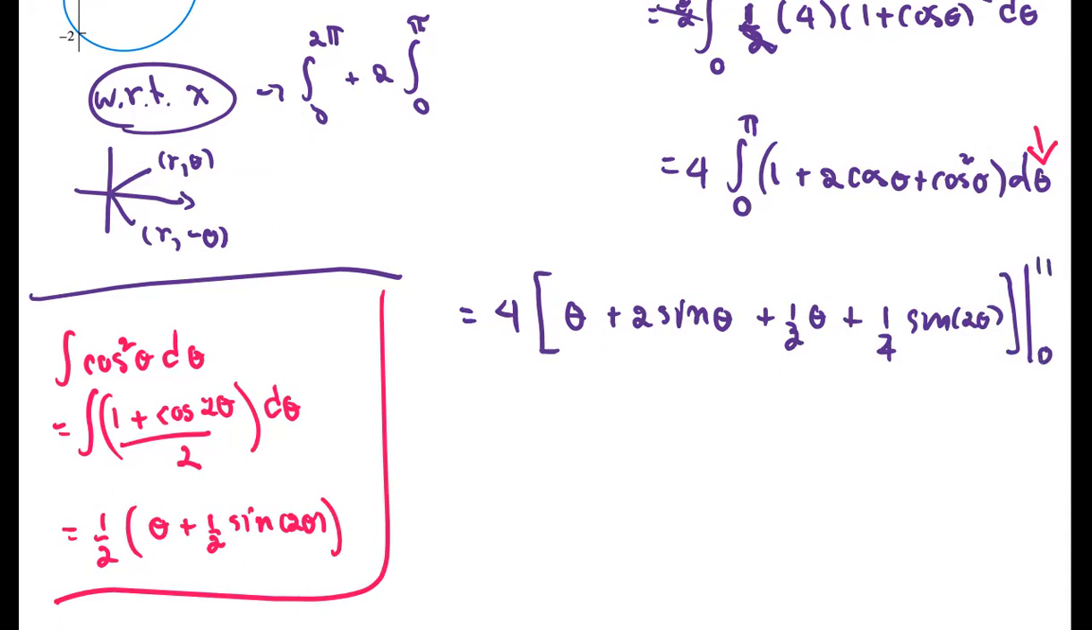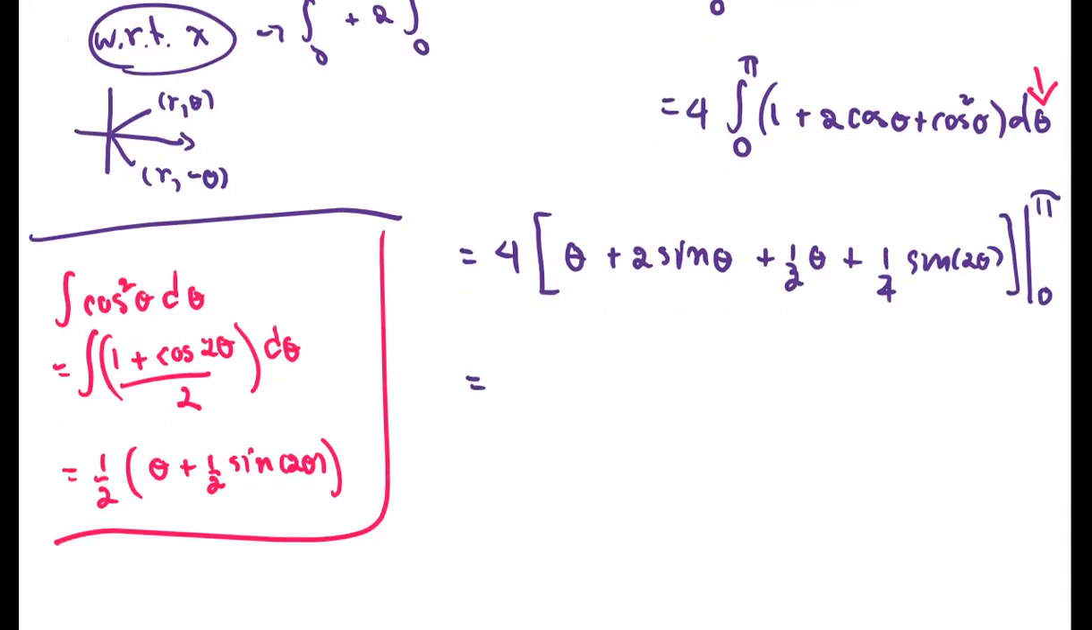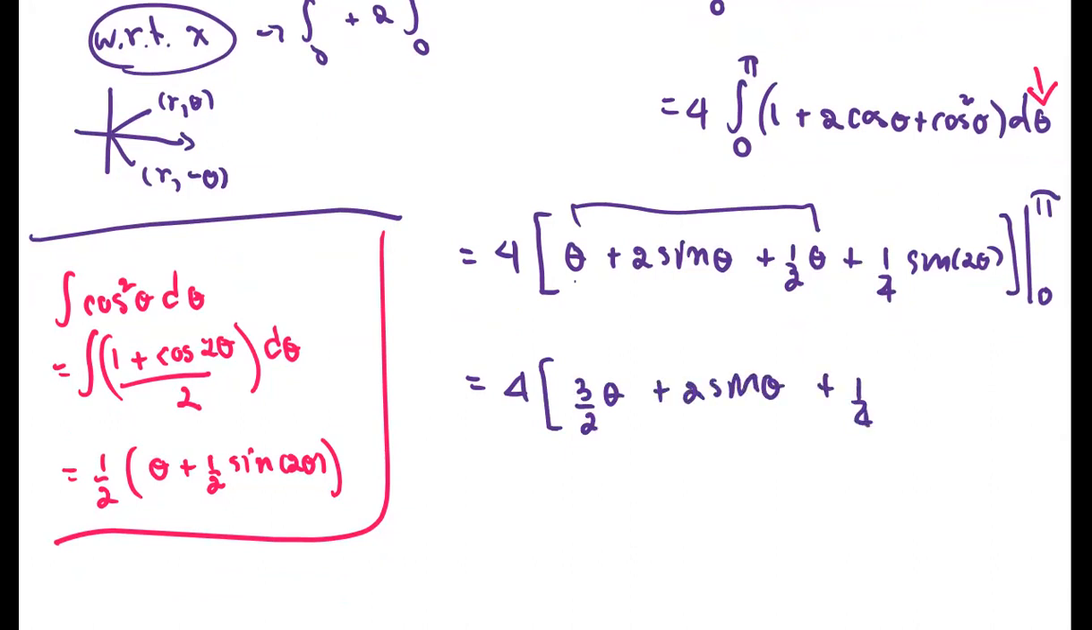Evaluate from 0 to pi. And next, we just simplify the antiderivatives we just got. We see theta and 1/2 theta. That combined to be 3 over 2 times theta plus 2 times sine theta plus 1 over 4 times sine of 2 theta. Evaluate from 0 to pi.